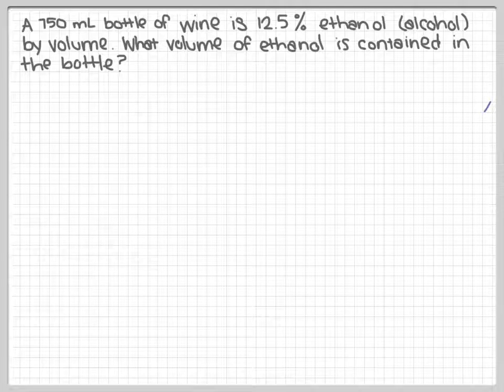So we're going to start with problem number 1. A 750 milliliter bottle of wine is 12.5% ethanol, a type of alcohol, by volume. What volume of ethanol is contained in the bottle? So what I'm going to do for unit analysis is start by writing down one of the values that they gave me in the question. And they gave me a straight value, not a ratio or anything, of 750 milliliters.